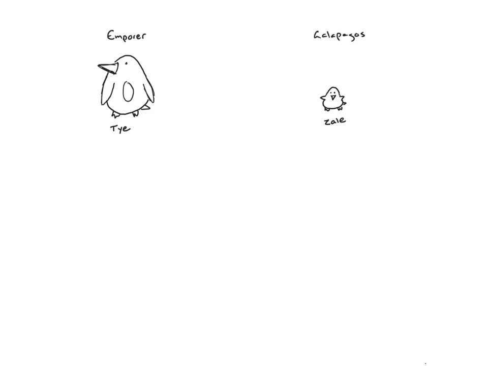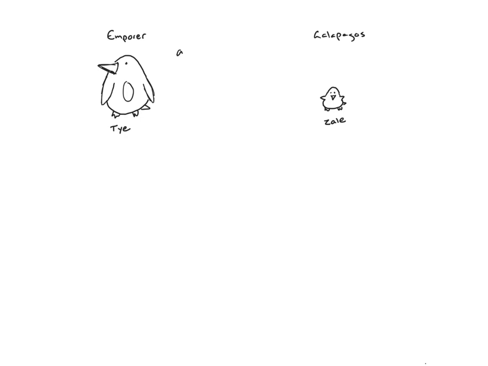One of the best uses we have for z-scores is to standardize observations from two different populations in order to compare them. We're going to be doing this today by looking at two different contestants on The Biggest Loser. One is Ty, the emperor penguin, and the other is Zale, the Galapagos penguin. Now, what's interesting about this is that emperor penguins are actually, on average, really large.